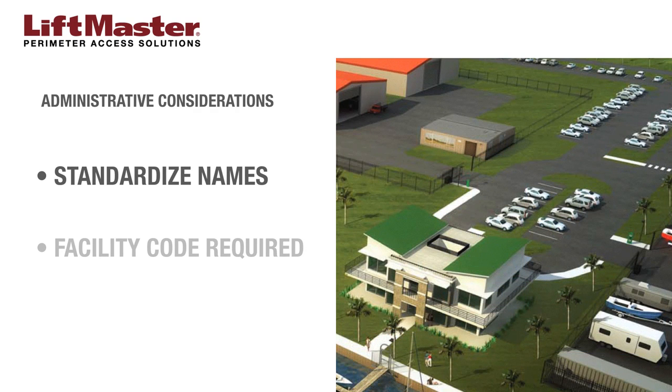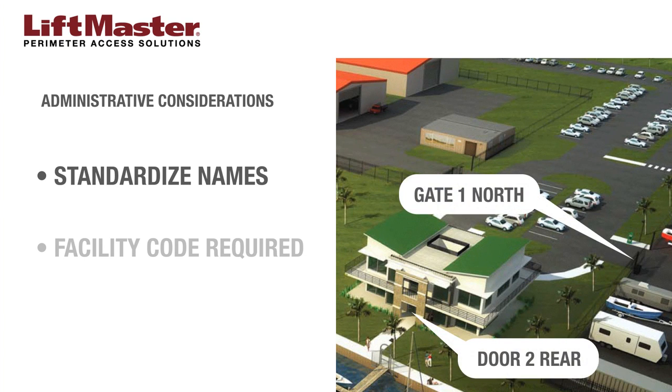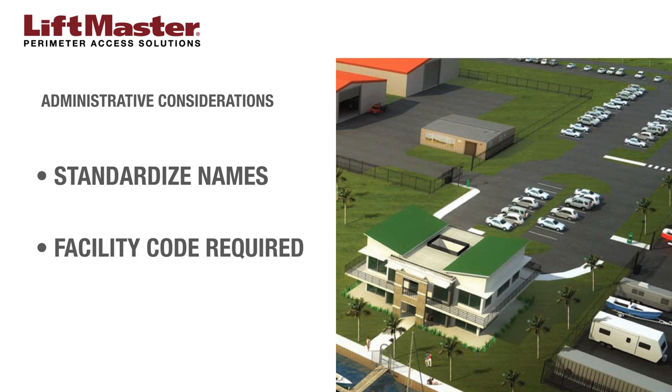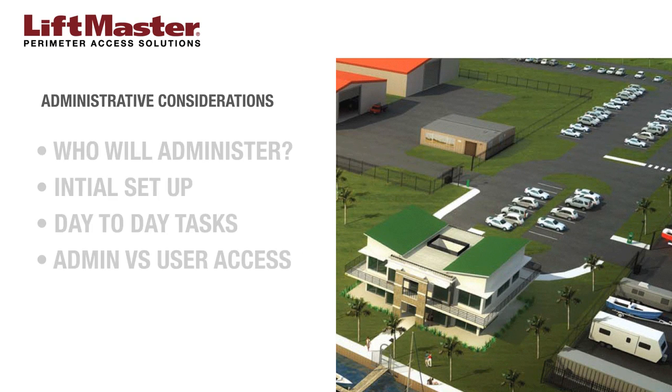It's also helpful to standardize names for access points and groups. Descriptive names like Gate 1 North and Door 2 Rear are more informative than Entrance 1 and Entrance 2. Descriptive names also make reports easier to understand. Also, consider that LiftMaster Cloud connected equipment does require a facility code to function correctly.